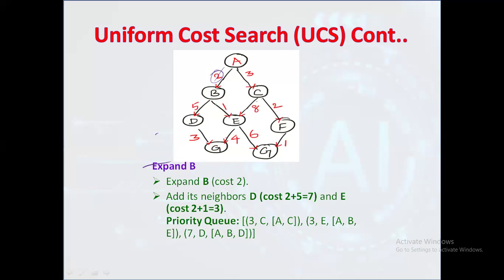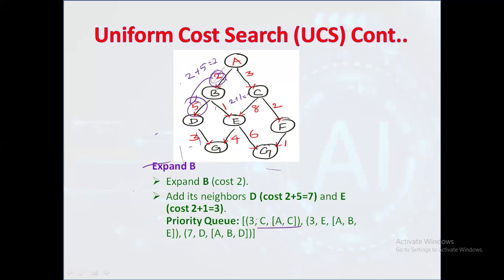Expanding B, the cost is 2. Expanding B adds its neighbor D with the cost 5 and E with the cost 1 to the queue. We are going to put these values in the queue. The cumulative cost to reach D is 2 plus 5, which is equal to 7. And the cost to reach E is 2 plus 1, which is equal to 3.